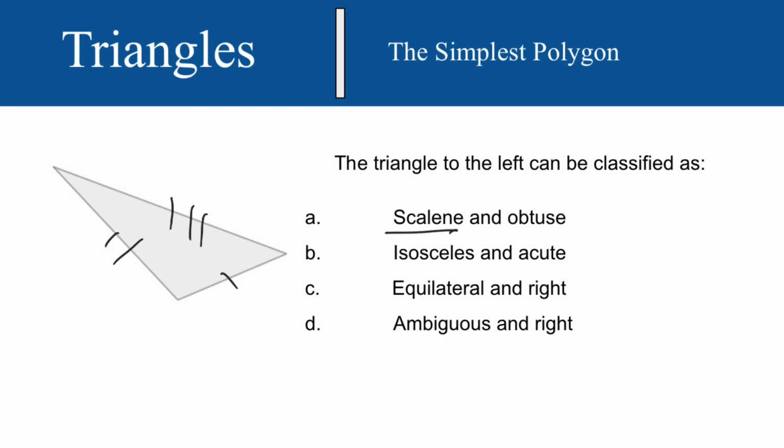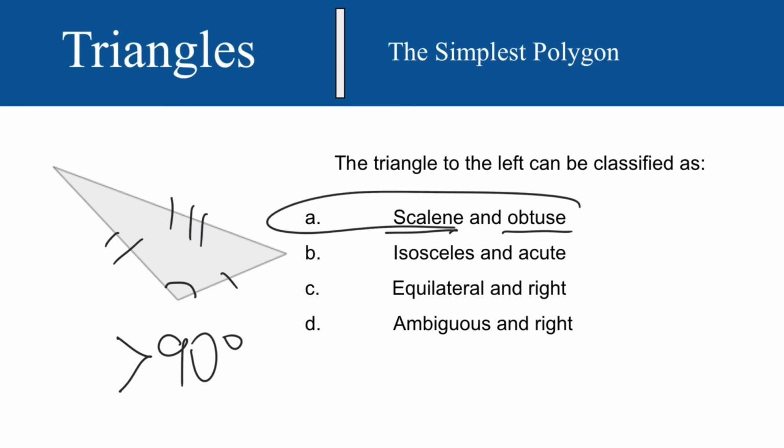And since this one has an angle that is larger than 90 degrees, excuse me, I meant greater than 90 degrees, this is going to be an obtuse triangle. So this is our best choice. This angle can easily be 100 degrees or 110 degrees.